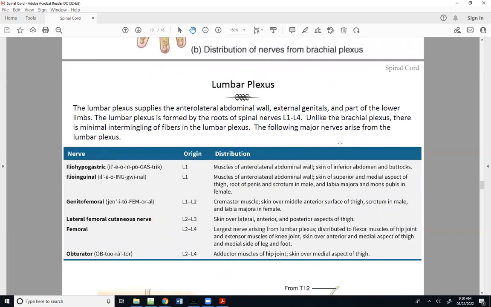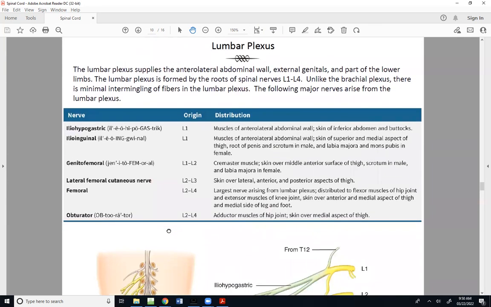Coming off the lumbar plexus are the following major nerves. And there's what, 6 of them. And I do actually want you to know all 6 of those. And like I said, you don't really need to worry about what they innervate or anything as a whole. I just give you a brief description of it at the top. That's as in depth as you really need to go. But we have the iliohypogastric, ilioinguinal, genitofemoral, lateral femoral cutaneous, femoral, and obturator.